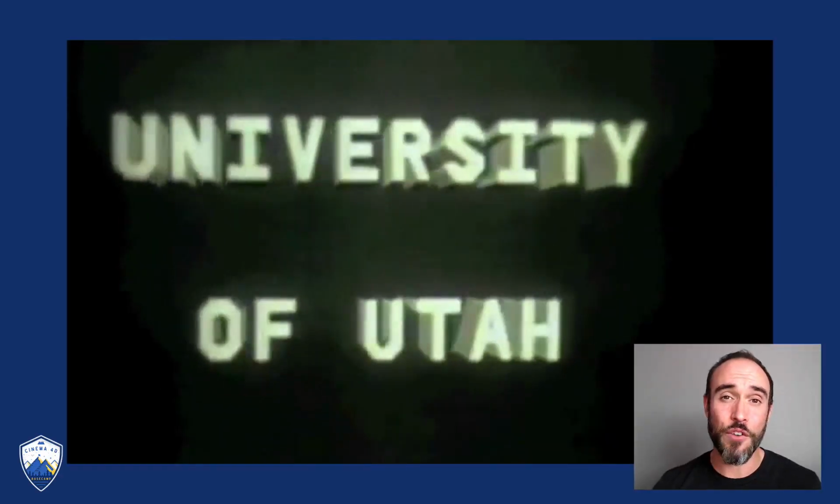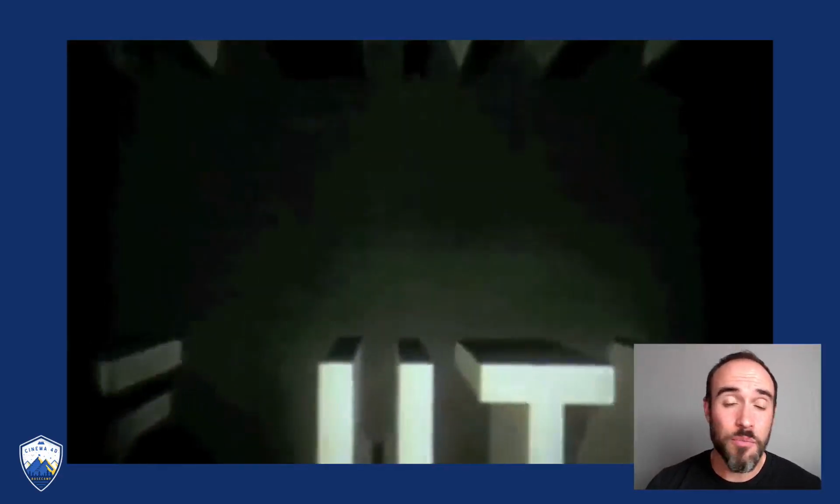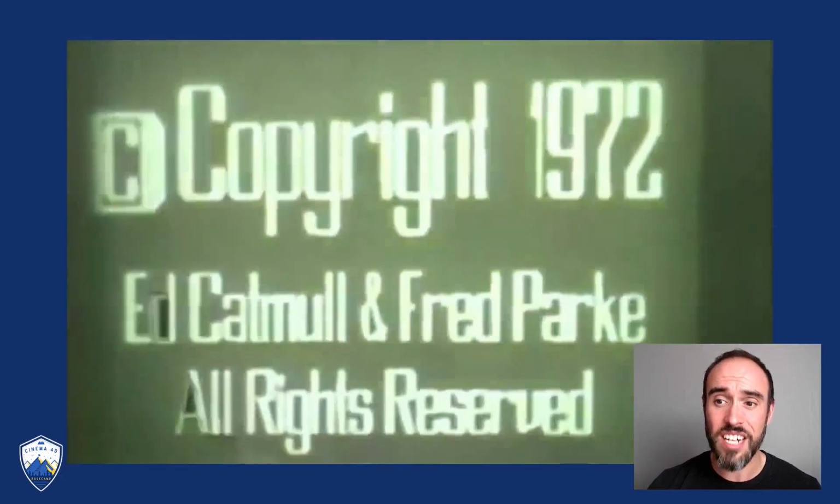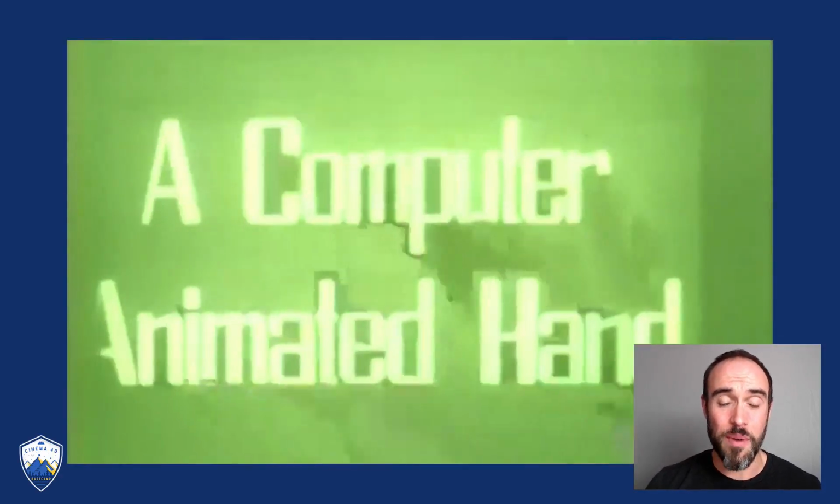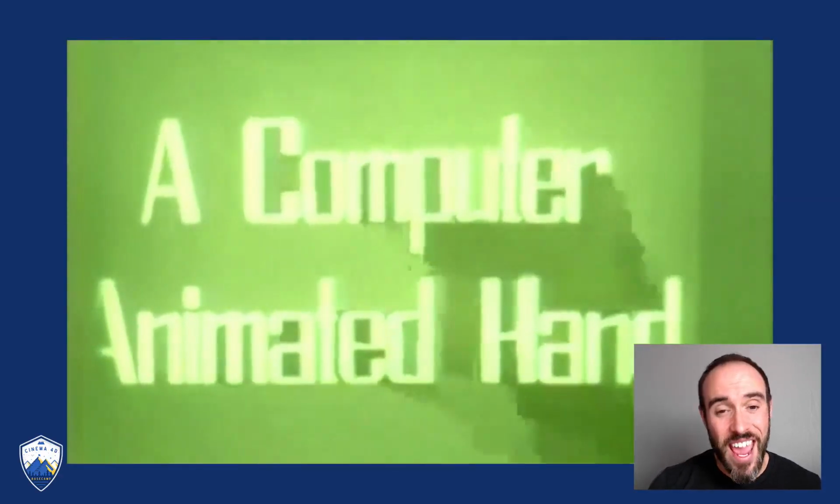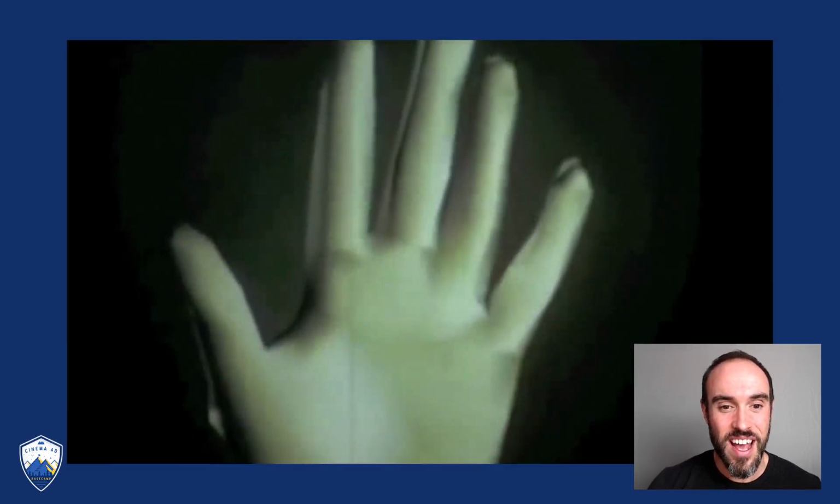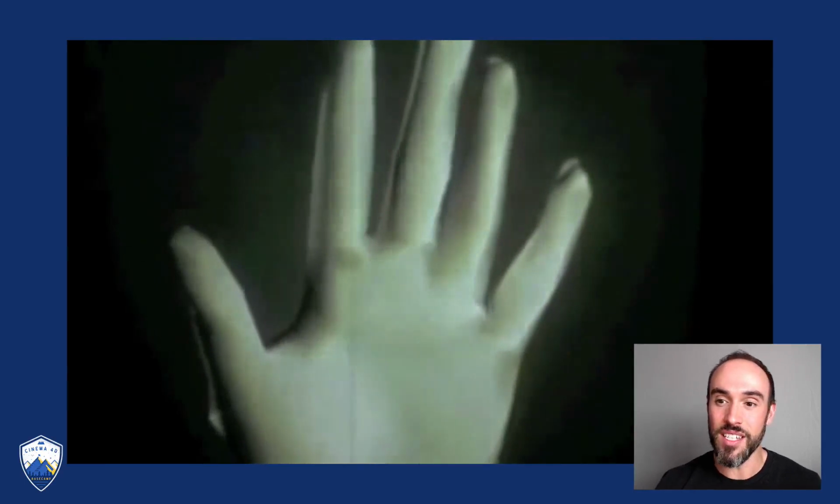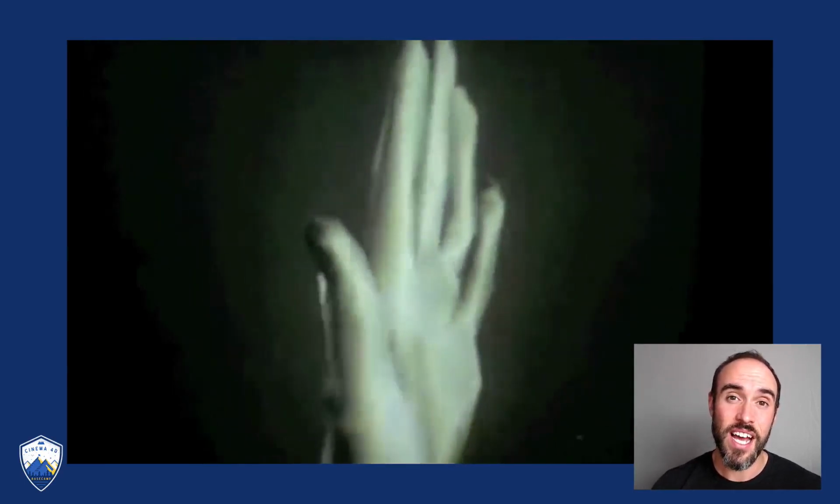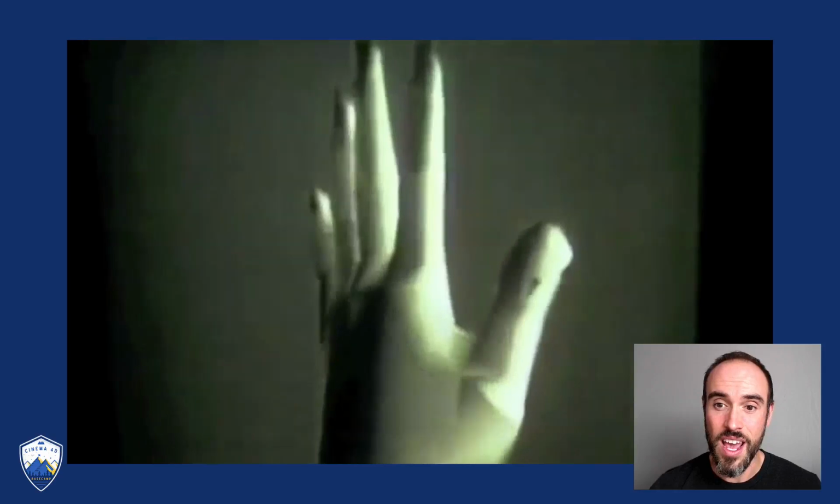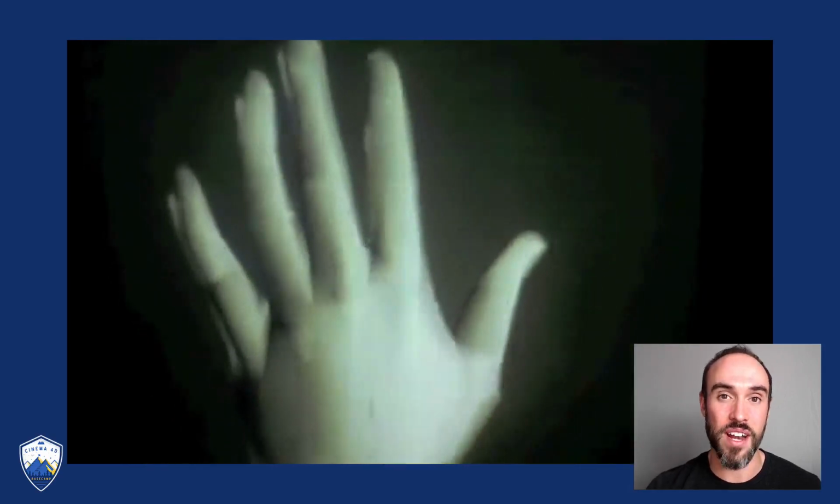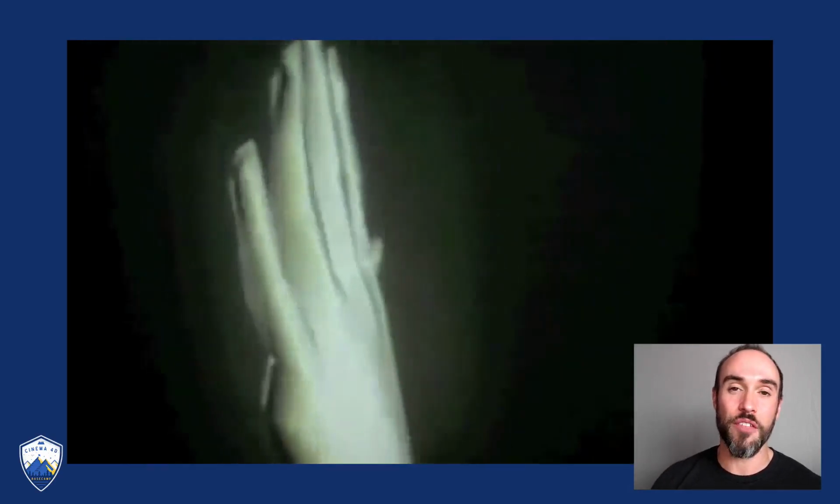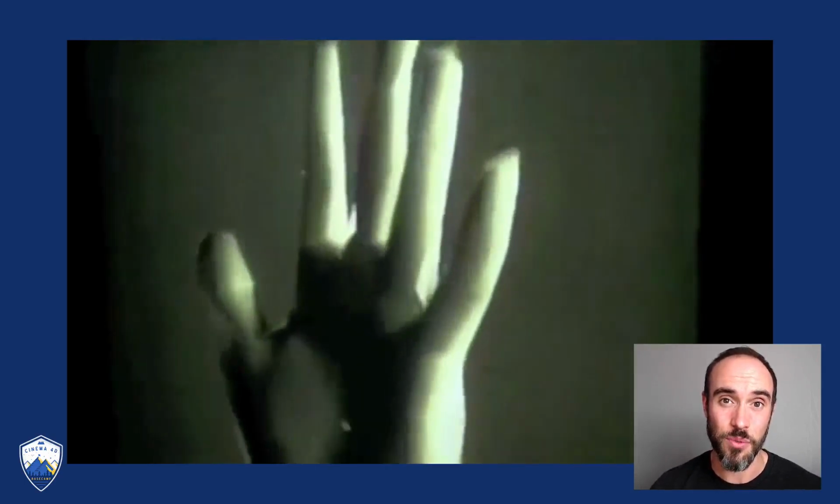And one of the first pieces of computer animation was actually done all the way back in 1972, and it was of a hand, as you can see here. And it was done by someone called Ed Catmull, a computer scientist at the University of Utah, and he is really known now for being one of the founders of Pixar. Okay, so we've all heard of Pixar.